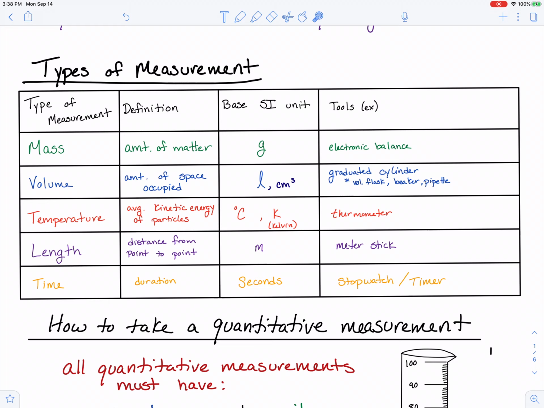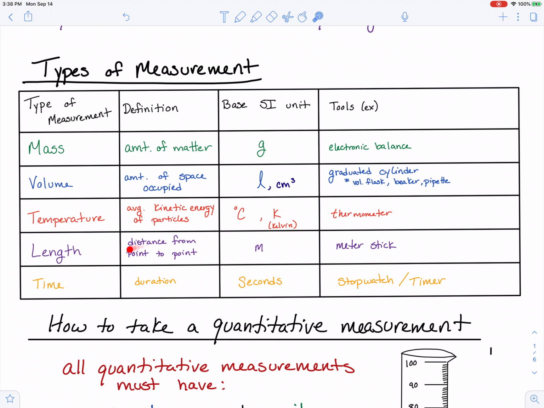Temperature is another type of measurement that we take. That is the average kinetic energy of particles, which we have discussed before. In class, we will measure that in degrees Celsius, but remember when we are working with gas laws, we would have to convert that to Kelvin. And we use a thermometer to measure our degrees Celsius.